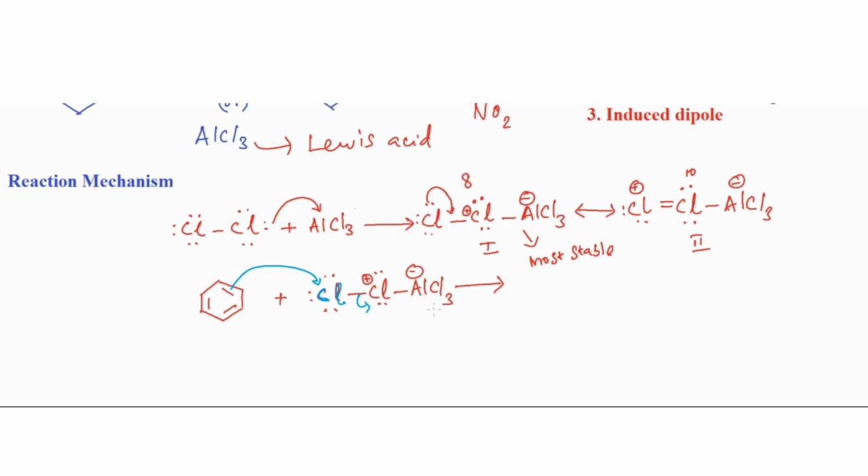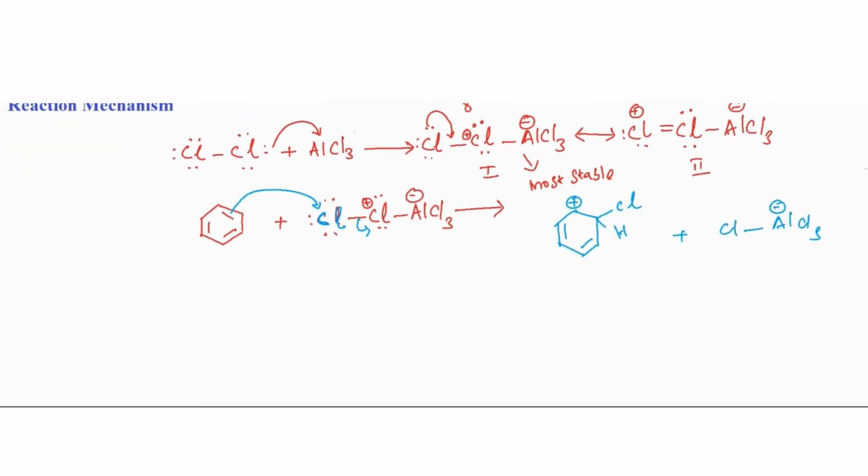So you will get this: this carbon gets a positive charge, and you will get Cl, AlCl4 minus, with this negative charge. So this is the first step in the general reaction mechanism. We discussed that we can draw the resonance structures; that is not necessary here, but if you want, you can do it. So this is the first step.